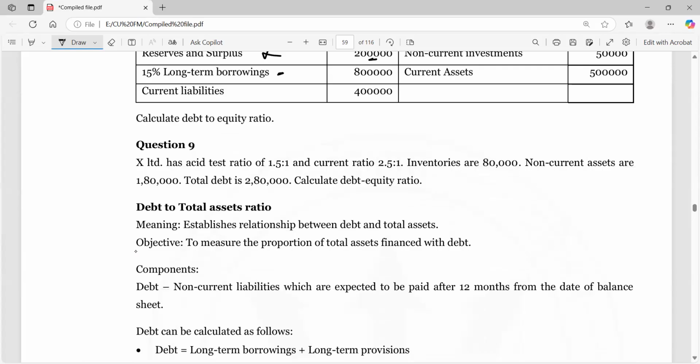Ninth question you try. Just try to calculate it because these kind of workings we will do while solving the actual questions. Ninth question you try to solve it and tell me the answers. Debt equity ratio.